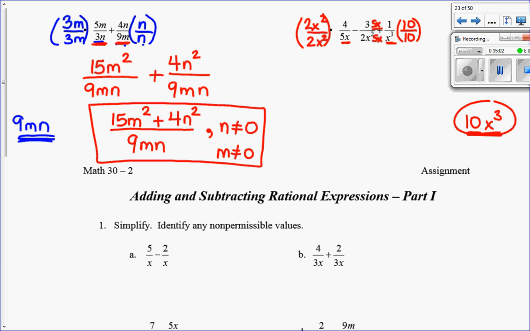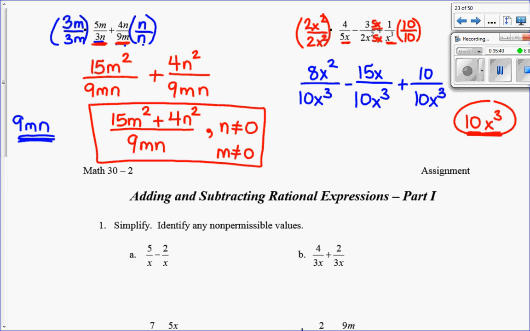I've got 2x squared times 4, which is 8x squared on the numerator. In the denominator, I've got 5x times 2x squared, which is 10x cubed. Okay, then I have a minus sign. Now I'm multiplying 3 times 5x, which is 15x. And in the denominator, I've got 2x squared times 5x, which is 10x cubed. Then I have plus 1 times 10, which is 10. And in the denominator, I've got 10 times x cubed, which is 10x cubed.